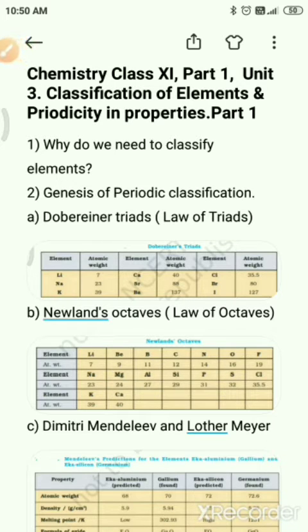I brought a new chapter from Chemistry class 11 part 1. So unit 3, the classification of elements and periodicity in properties. This video is part 1 of unit 3.